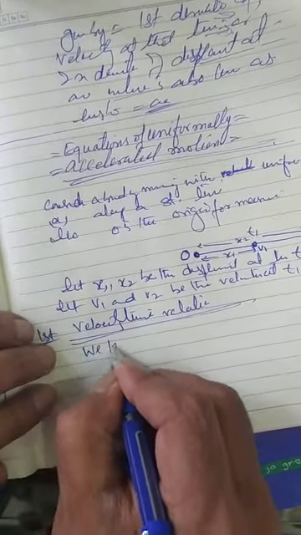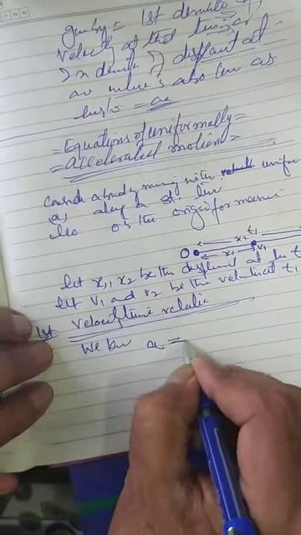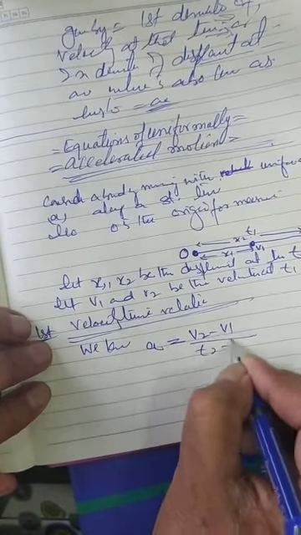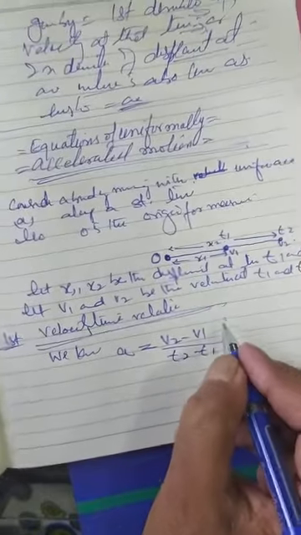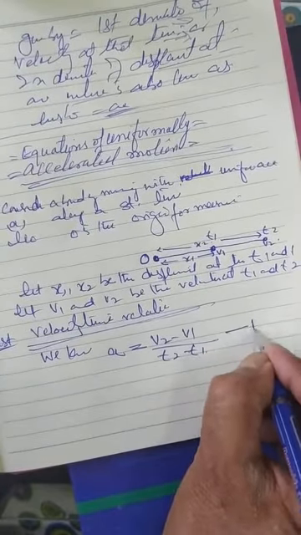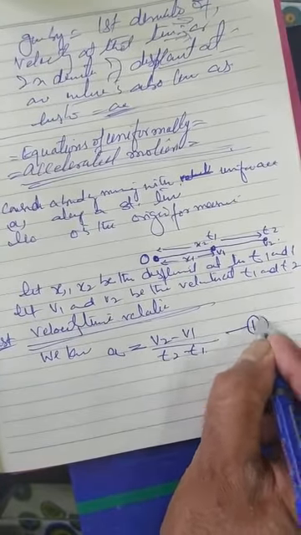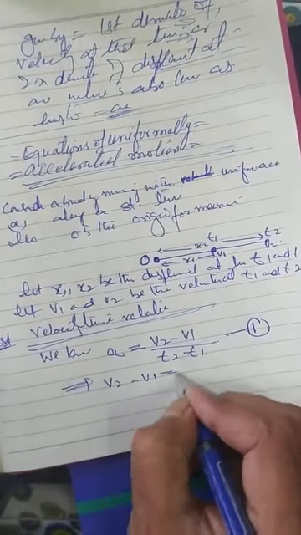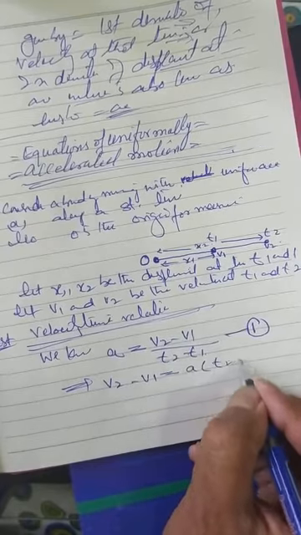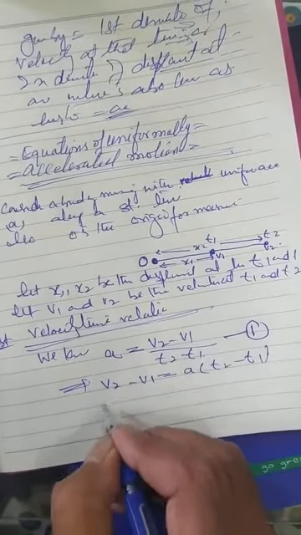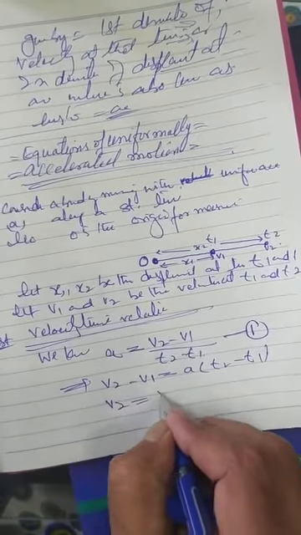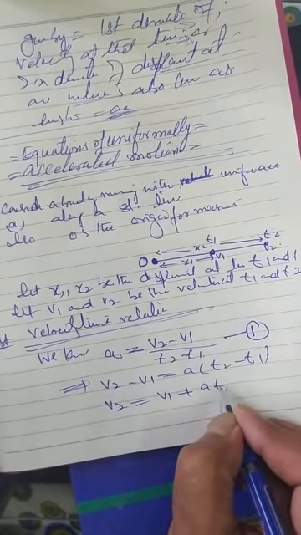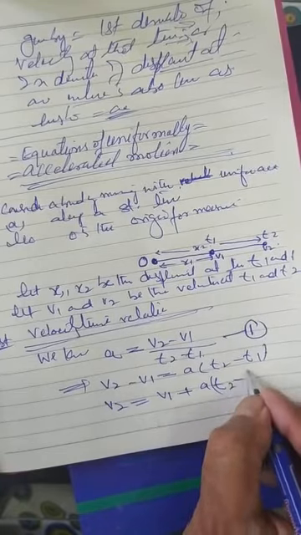देखो, we know एक्सेलरेशन किसके बराबर होता है, ये होता है v2 माइनस v1 डिवाइड बाई t2 माइनस t1. The rate of change of velocity with respect to time is called acceleration. This equation first which implies v2 minus v1, ये किसके बराबर आएगा, a into t2 minus t1, और v2 is equal to v1 plus a into t2 minus t1.